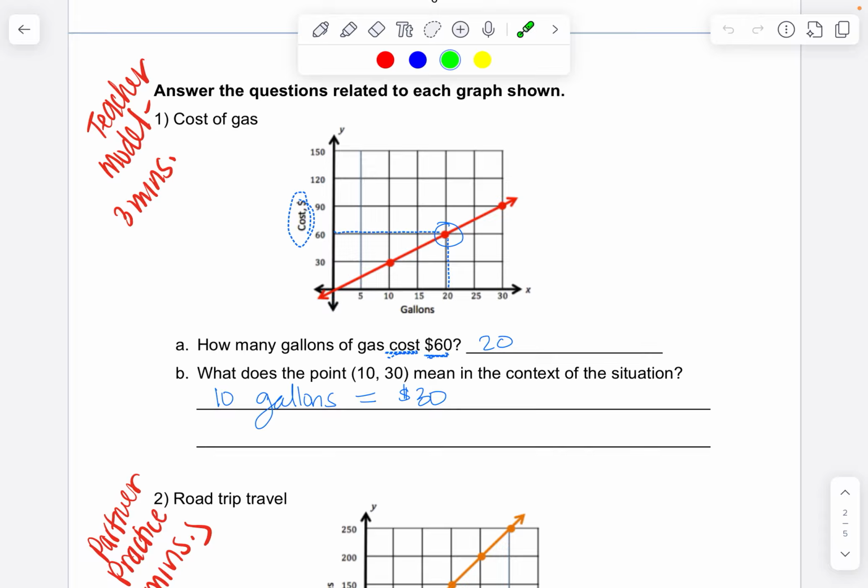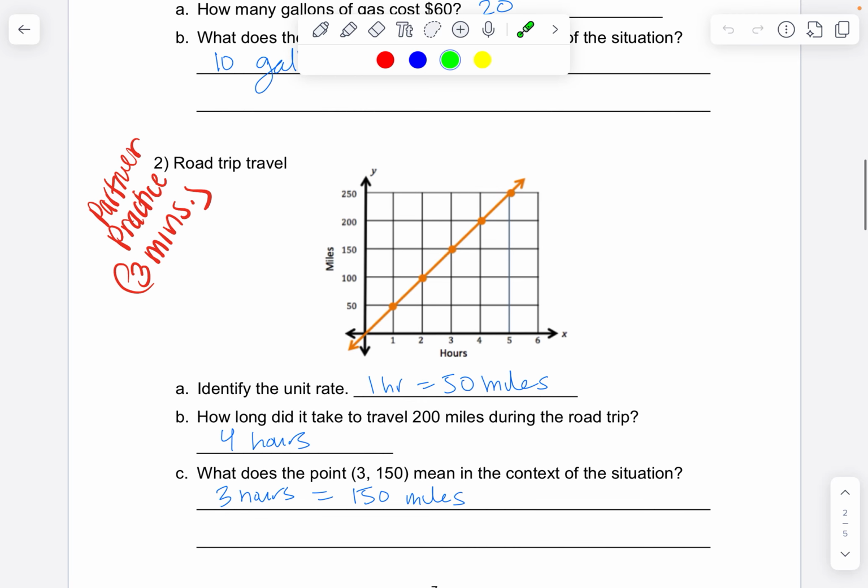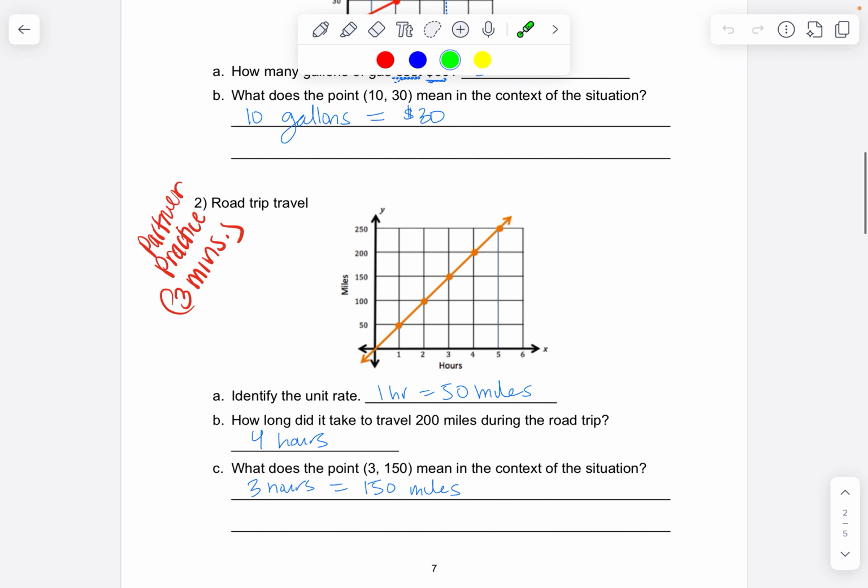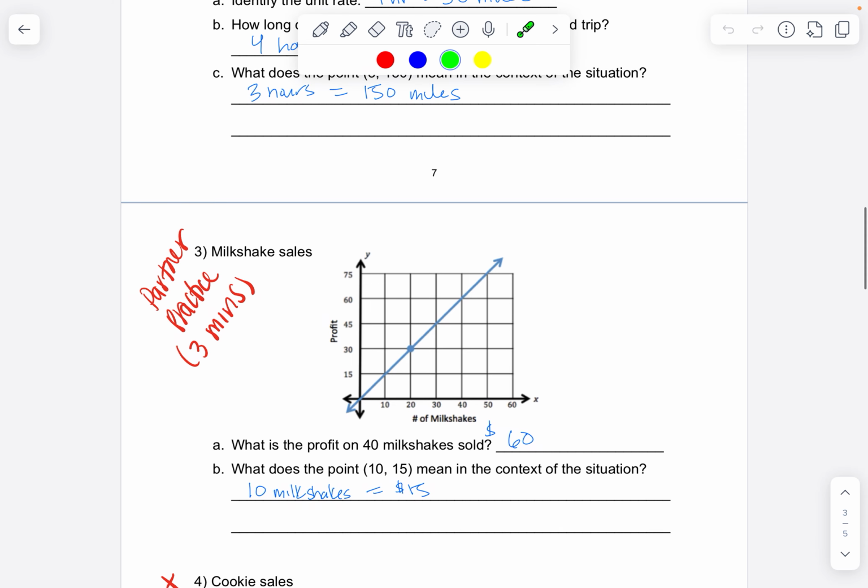Then they ask, what does the point 10, 30 mean in the context of the situation, right? So 10, 30 is this point right here. They're asking, what does it mean? Well, it means that 10 gallons will cost $30. 10 gallons equals $30. Then we're jumping into some partner practice for 3 minutes.